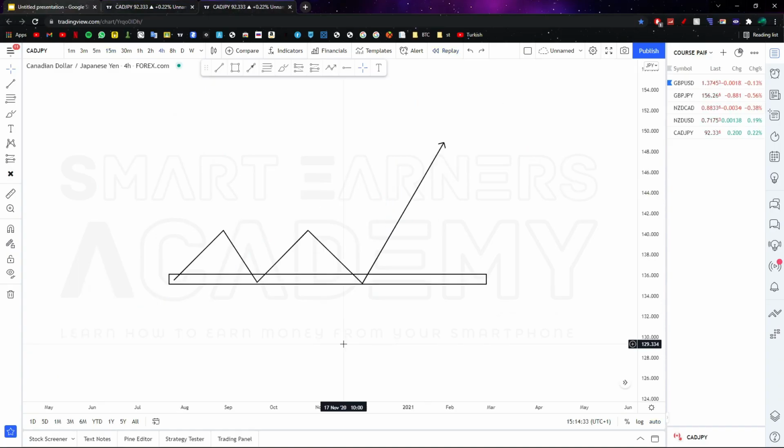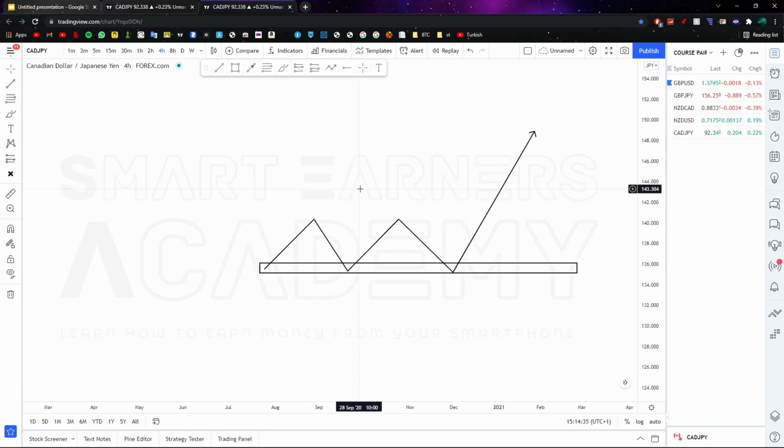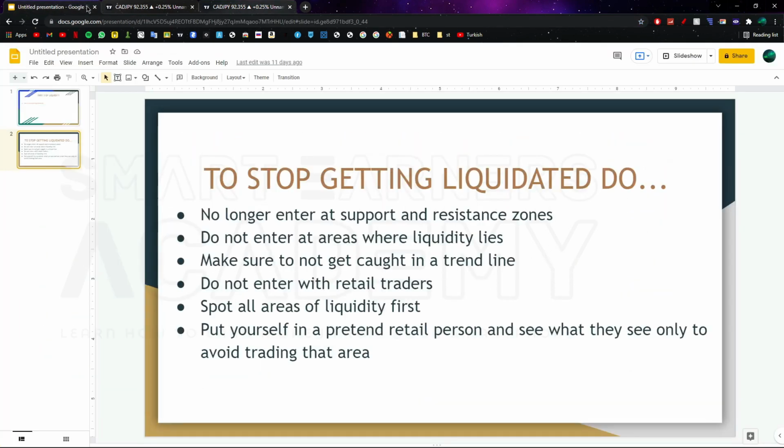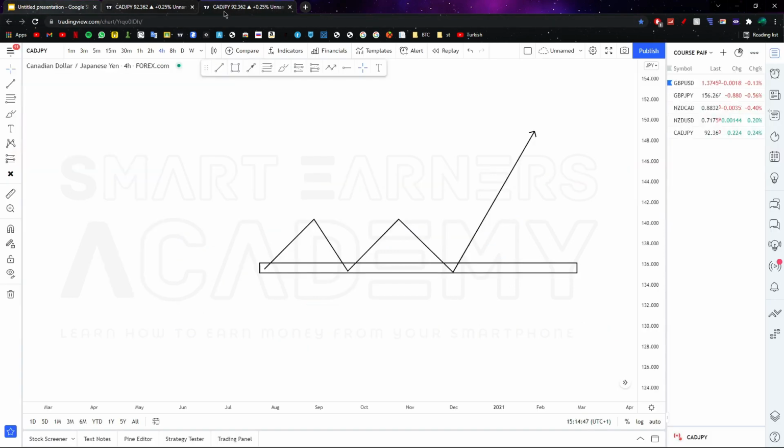So to begin with, first of all, this one ties in with these points over here. So make sure to not get caught in liquidity. Do not enter where liquidity lies. Do not enter with retail traders, and spot all areas of liquidity first. So we're going to go over those points now.